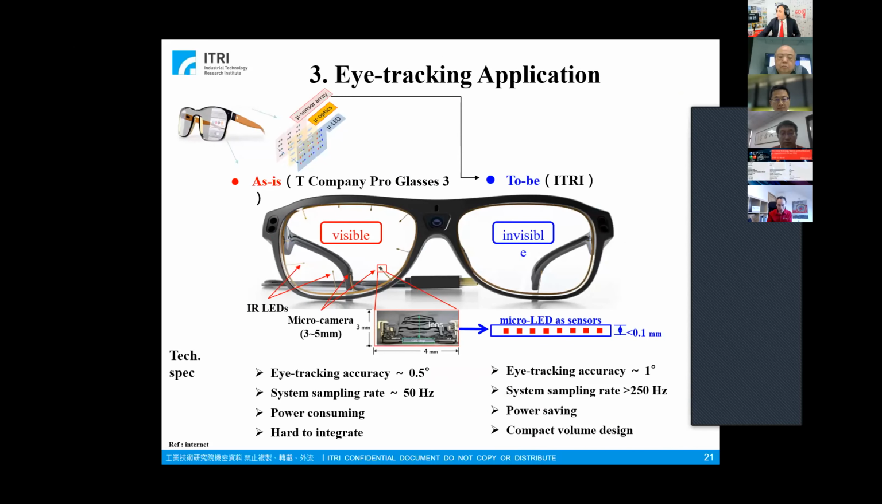Eye tracking for wearable MR glasses is a potential application of micro LED as sensors. The left side is up-to-date traditional eye tracking glasses, which use 4 tiny cameras and several LEDs to track eyeballs. The most concerning issue for system vendors is unfriendly ID design. Due to the large cameras and LED components, it's unable to integrate onto the future lightweight MR glasses.